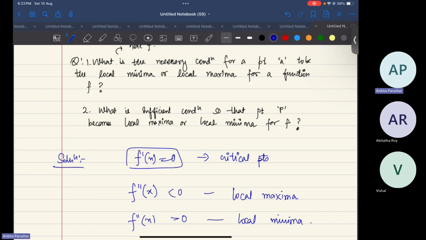Now, since we are in higher variables also, we want to see a similar condition. At least for finding the critical points, can you give me a condition that at least this should be true in order to have that point be a minima or maxima? At least that has to be true.